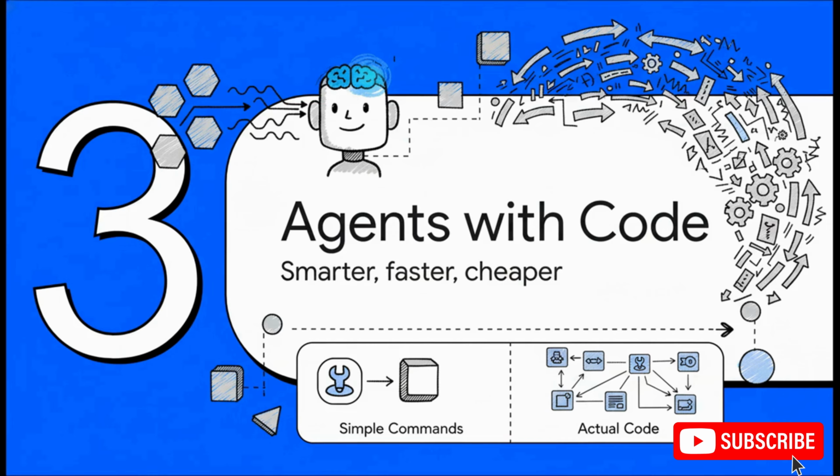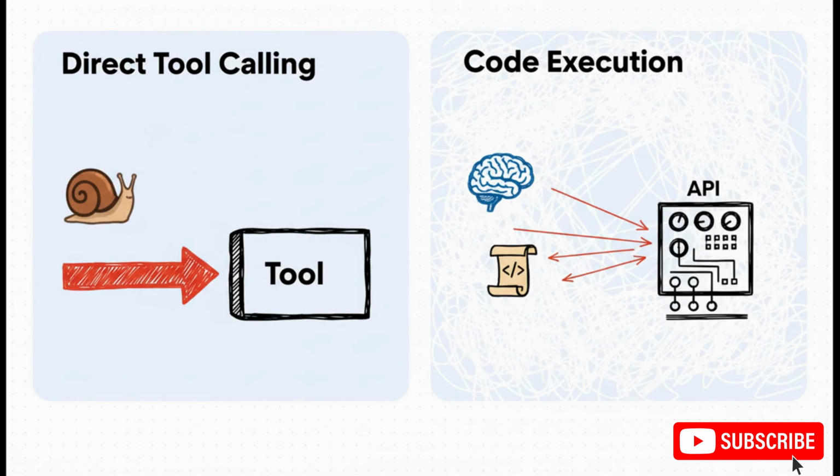Okay, so this standardization is great, but this is where we get to MCP's real superpower. It's not just about making a standard plug. It's about completely changing how the AI interacts with those tools. We're moving away from simple, clunky commands and into the world of actual code. And this is a total game changer.